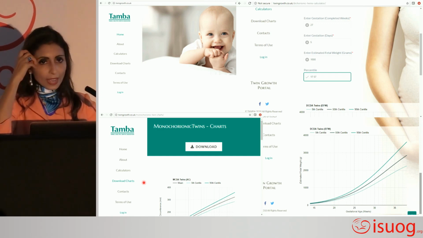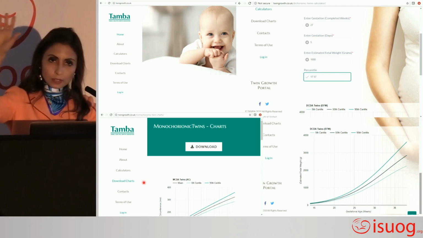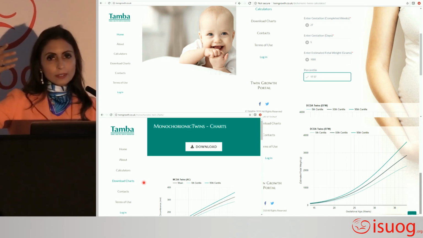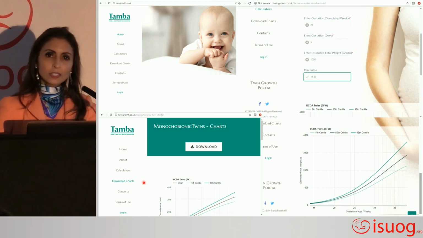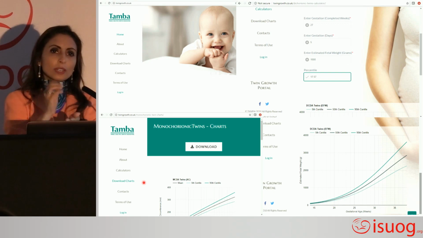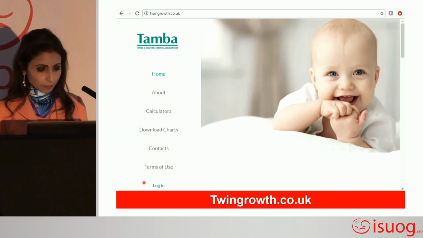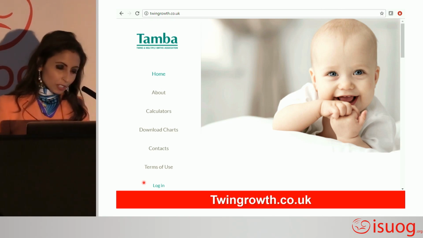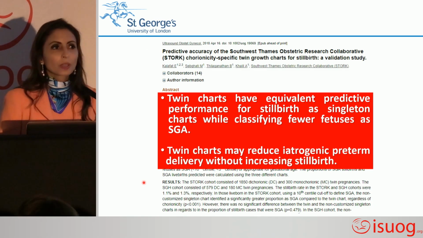Also, in the UK, we do have hospitals in different parts, and some of them are quite small hospitals. Therefore, the midwife or the person who sees the patient doesn't have access to these ultrasound databases, so they print the chart, file it in the patient notes, and plot the measurements. And it's possible to download these charts. It's called twingross.co.uk.